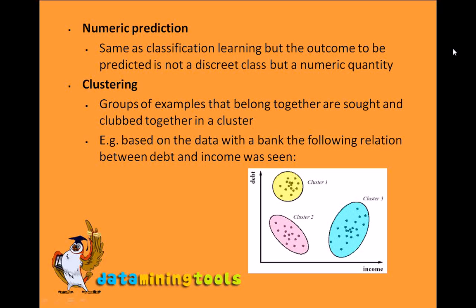The next type of learning we have is clustering. In clustering, groups of examples that belong together are sought and clubbed together in a cluster. That is, we divide the whole input set into a set of clusters, as you can see in the figure given below. Clustering is an example of unsupervised learning.